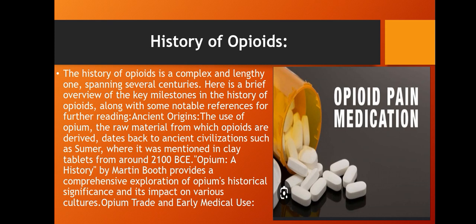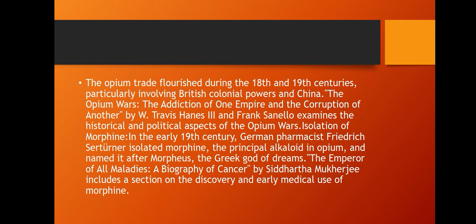The opium trade flourished during the 18th and 19th centuries, particularly involving British colonial powers and China. The Opium Wars: The Addiction of One Empire and the Corruption of Another, by W. Travis Hanes and Frank Sanello, examines the historical and political aspects of the Opium Wars.